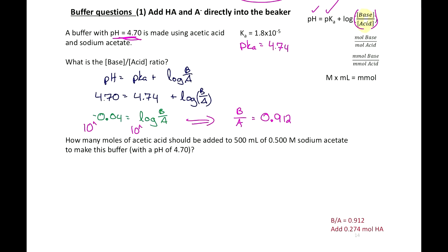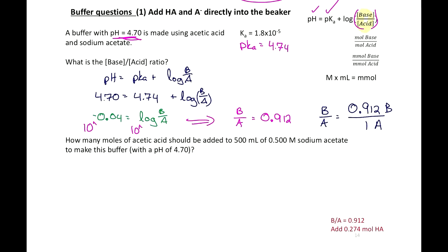All right, so the question is, well, what does that mean? Since this number represents a ratio, base over acid, representing it as a fraction will help you understand what this means. Base to acid ratio means there is 0.912 units of base for every 1 unit of acid.